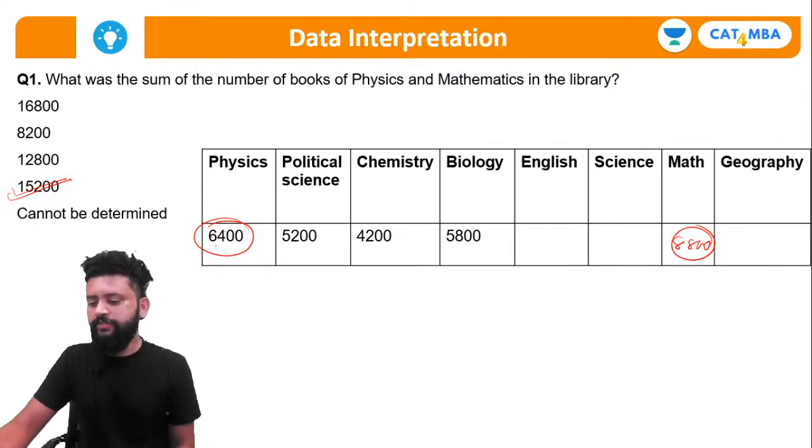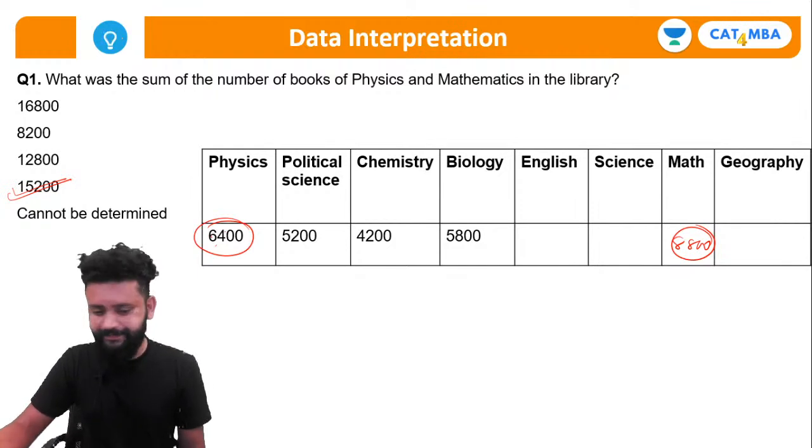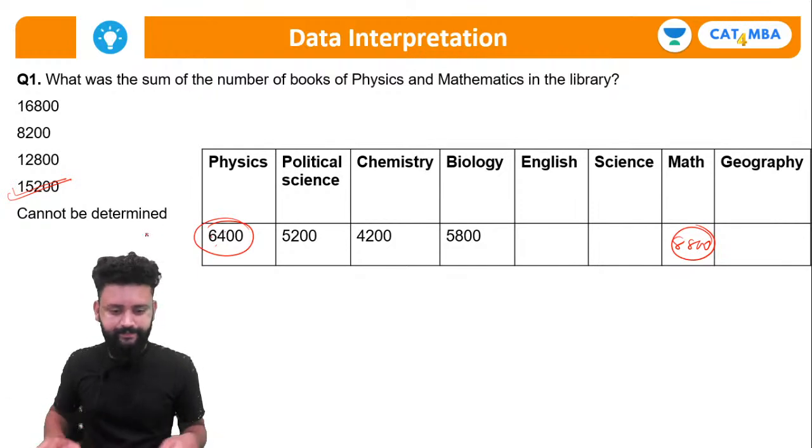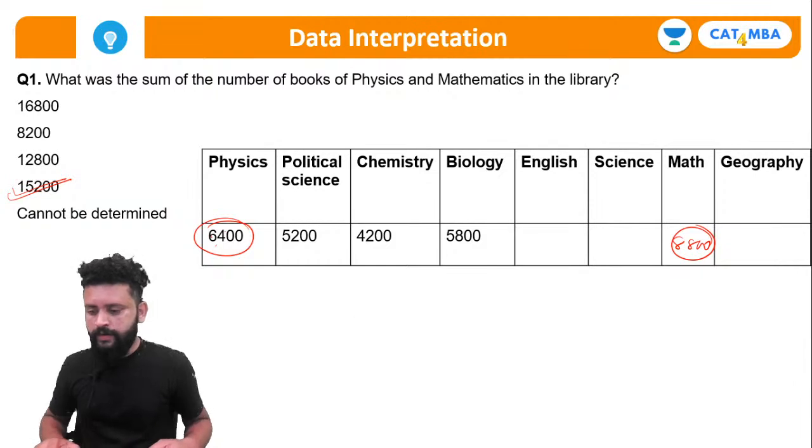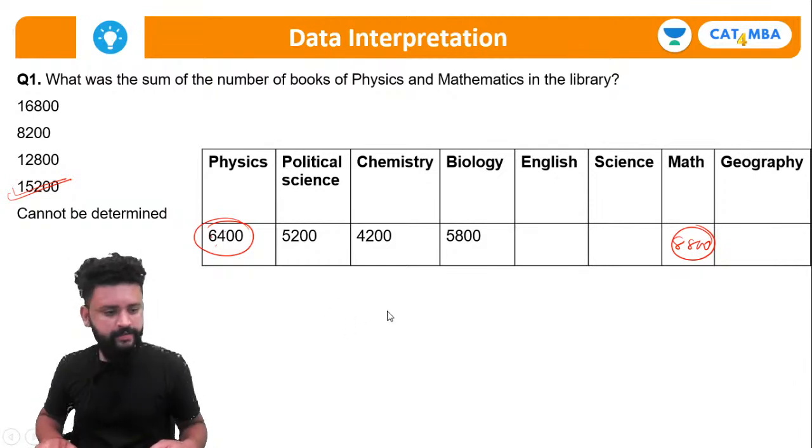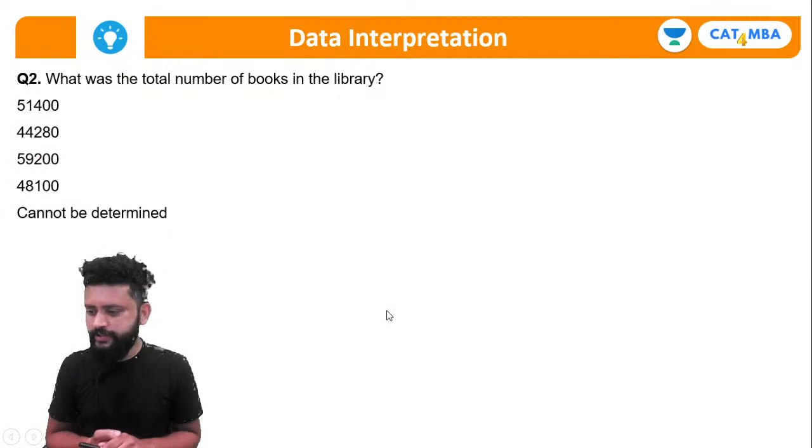Rajat, how are you finding these questions? Is it easy, tough, moderate? Any doubt, Rajat, in understanding the question?